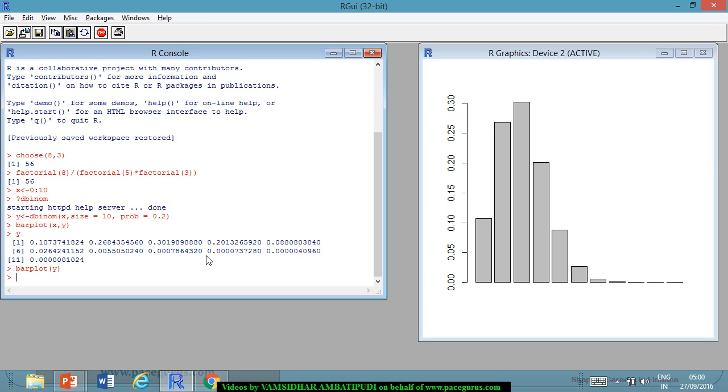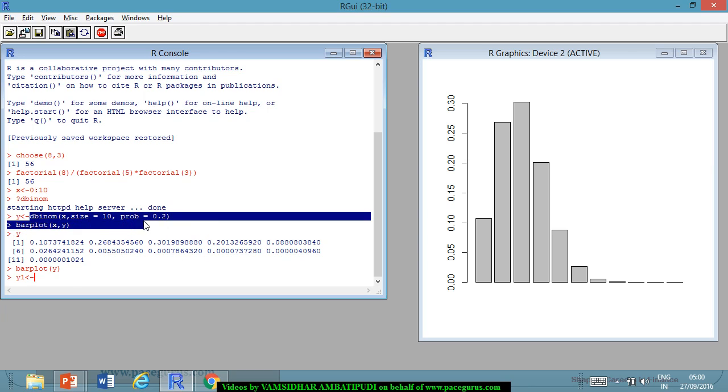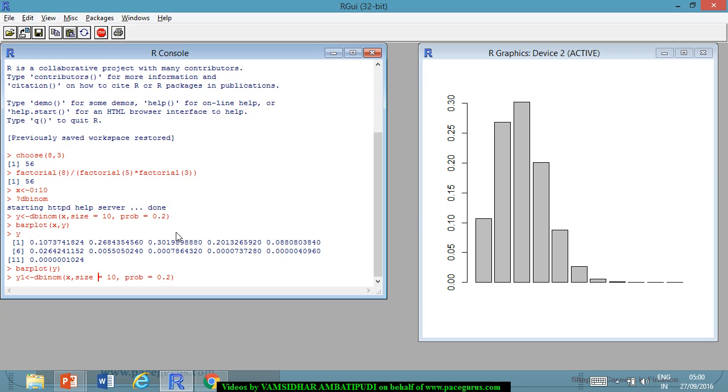And for the same thing I could have used the pbinom, right, which will give me the cumulative. So the cumulative means for x less than or equal to 0, I'll get it as 0.10. But x less than or equal to 1, I'll get it as 0.1 plus 0.26, 0.36. Then it becomes 0.66 and so on. So instead of using dbinom, let me use pbinom.